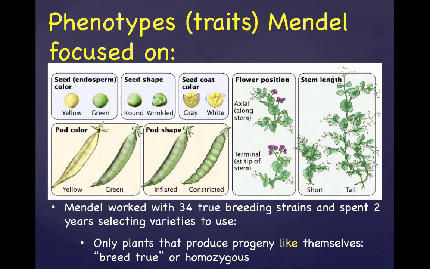And what he ended up doing in his outdoor laboratory is he worked with 34 true breeding strains of peas, and he spent 2 years selecting the varieties that he was going to use, just to make sure that they were pure or bred true. What that really amounted to was that they were homozygous in nature.